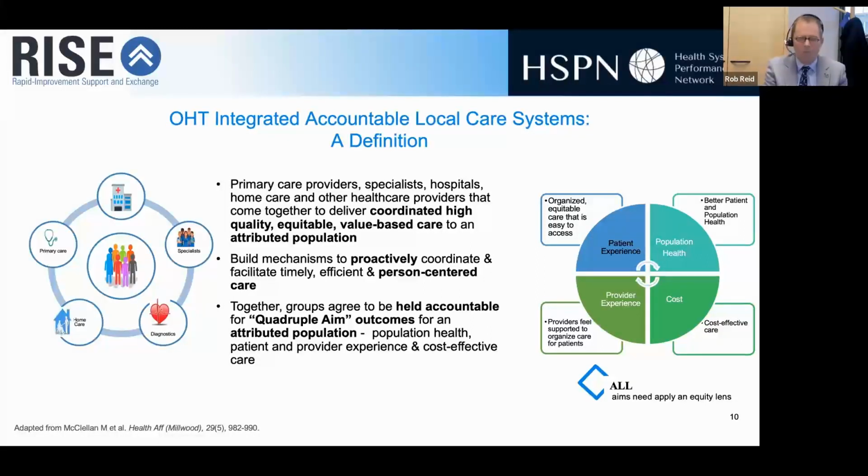Okay. Next slide. Remember that OHTs at the end of the day are really local, integrated, and accountable care systems. And so just a definition for everybody, those new to the OHT world: OHTs are often defined as primary care providers, specialists, hospitals, home care providers, and other healthcare providers that come together and agree to be held accountable for coordinated, quality, equitable, and value-based care for a population that they serve.